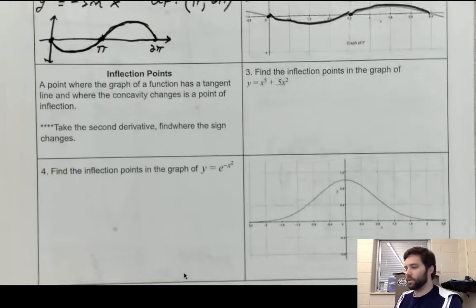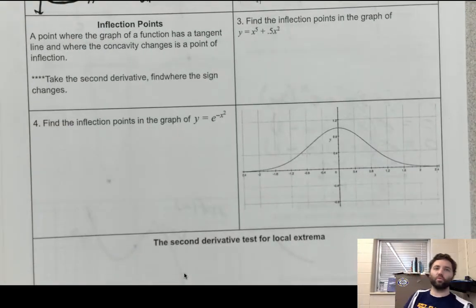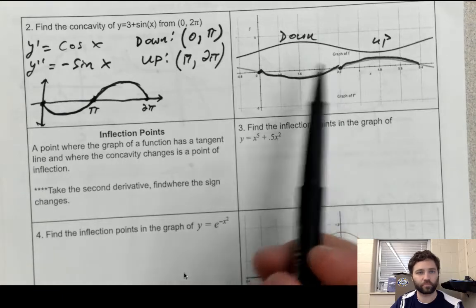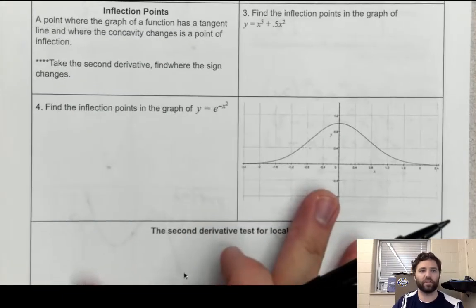Okay. Let's talk about inflection points. Inflection points are a point where the graph of a function has a tangent line, in other words, it's differentiable, and where the concavity changes. That's what we call an inflection point. So here at pi, we would have had an inflection point, again, because that's a change in concavity.